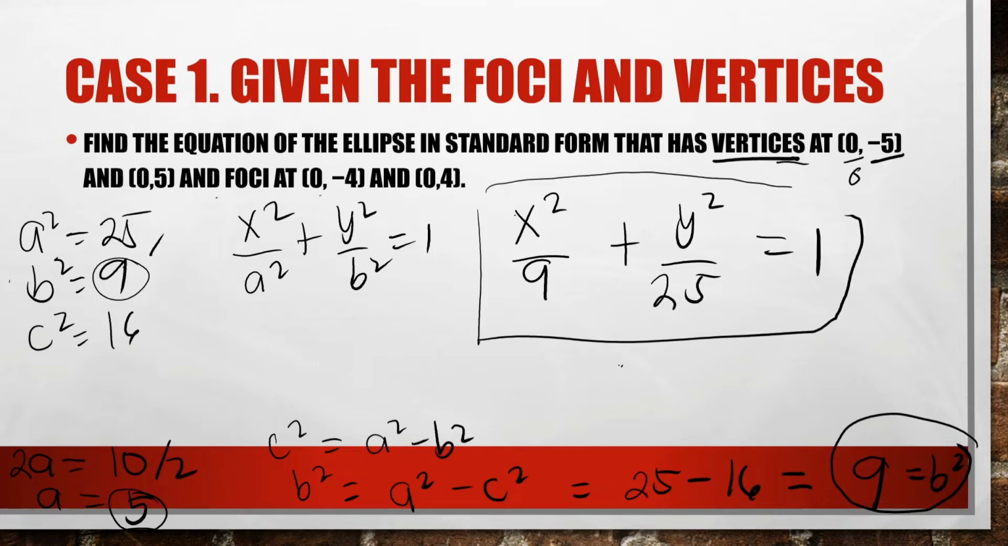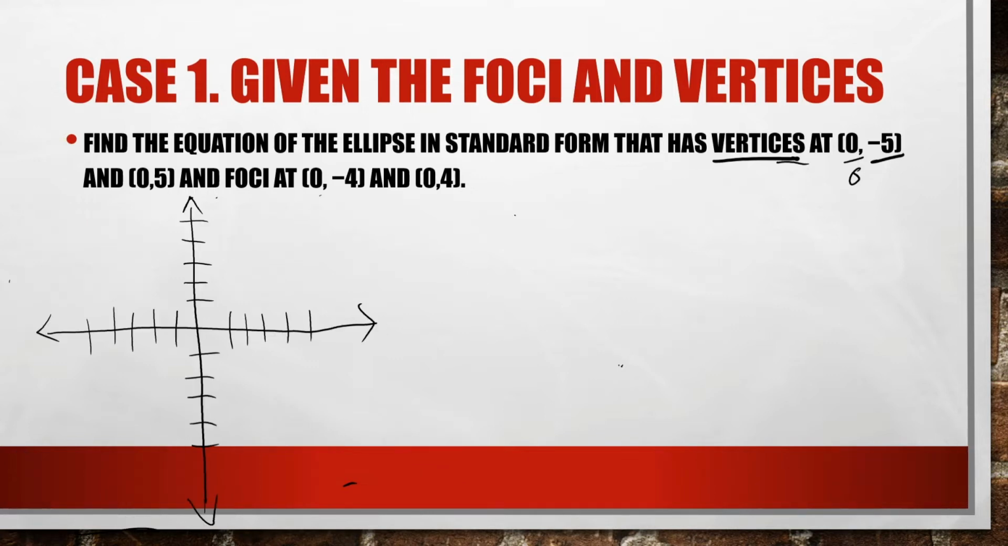So, meron akong pangalawang solution. Kung makalimutan mo yung mga formula na ito or hindi mo alam yung mga formula na yon, try natin i-graph. So, yan. Try natin siyang i-graph. So, yung vertices daw ay nasa (0, -5). So, negative 1, negative 2, negative 3, negative 4, negative 5.